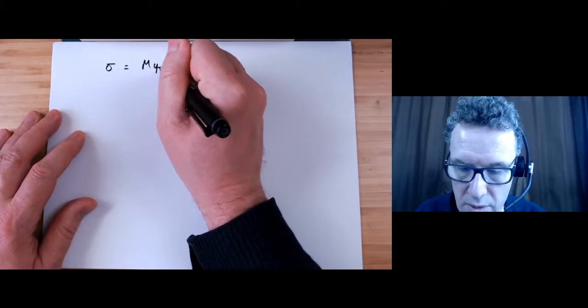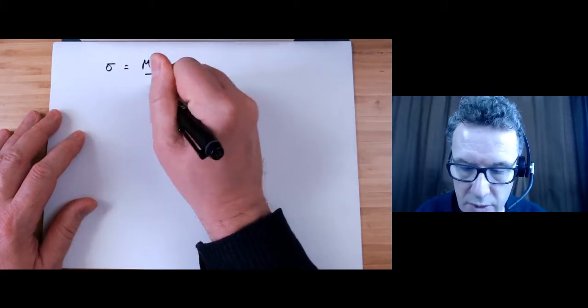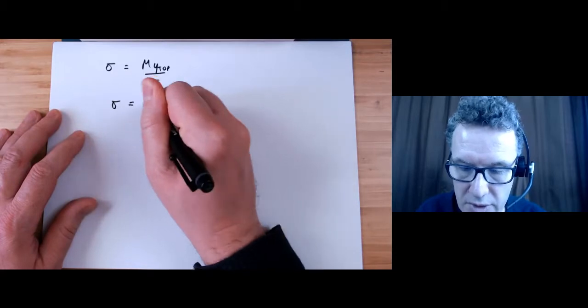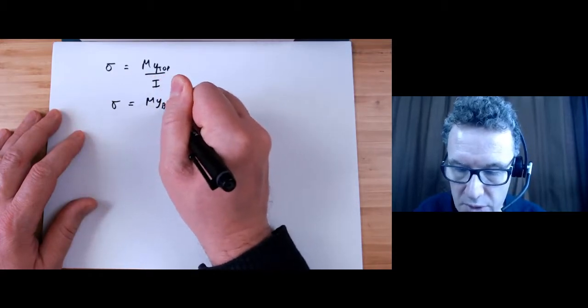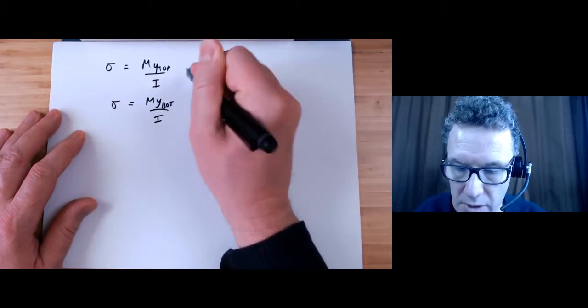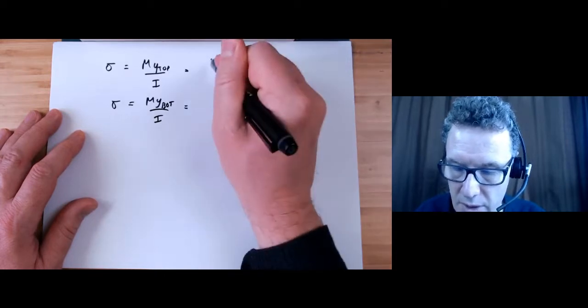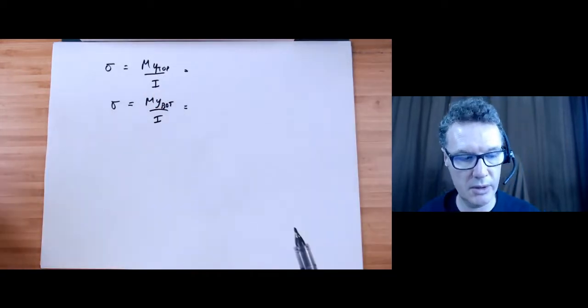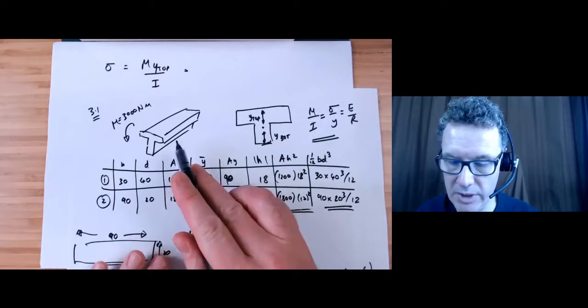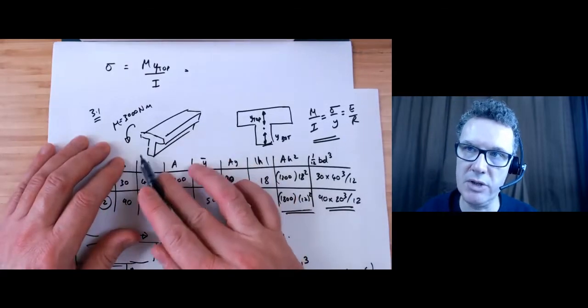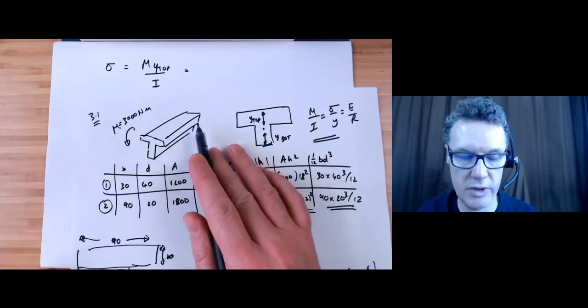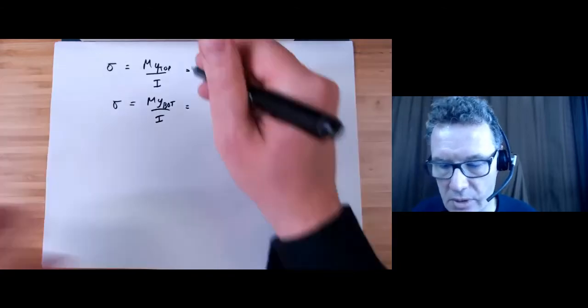So the stress to get to the top divided by I, and then we're going to have stress to get to the bottom divided by I. So the top bit, look at the diagram here. The top bit is being stretched, so that's going to be a positive stress.